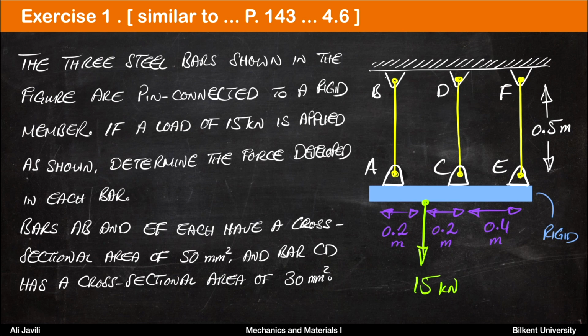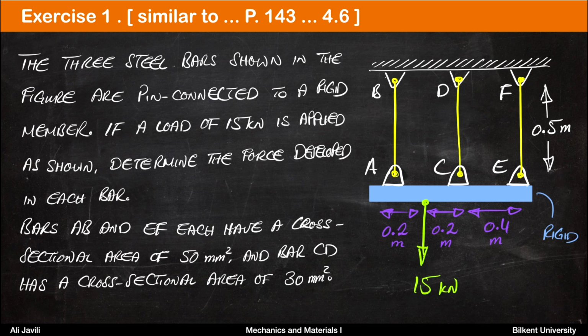The three steel bars shown in the figure are pin connected to a rigid member. So we have these three bars that are connected, and they are pin connected to the rigid member at the bottom. If a load of 15 kilonewton is applied as shown, determine the forces developed in each bar. So we have three bars, AB, CD, EF, and you are asked to calculate the internal forces in each bar, if we apply a force of 15 kilonewton here.